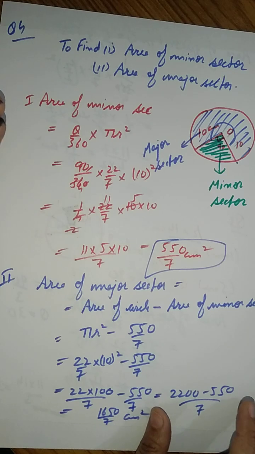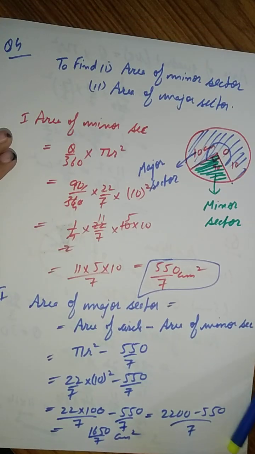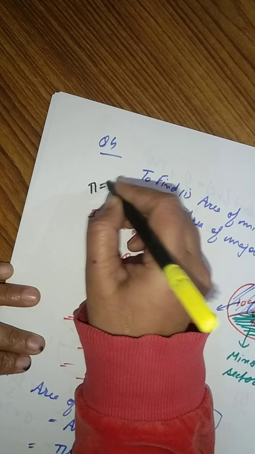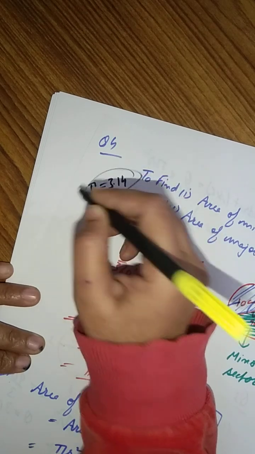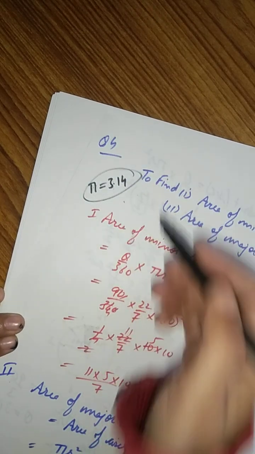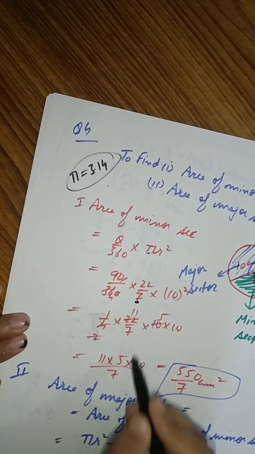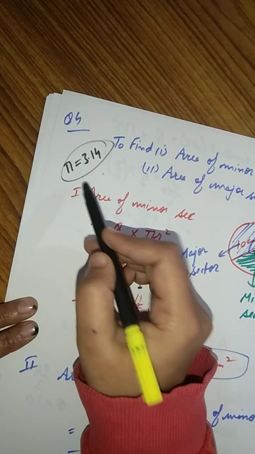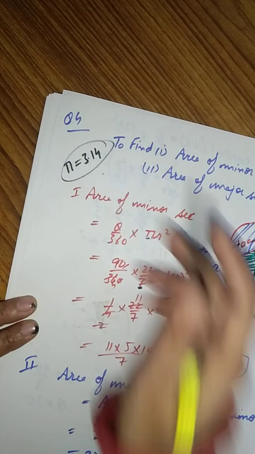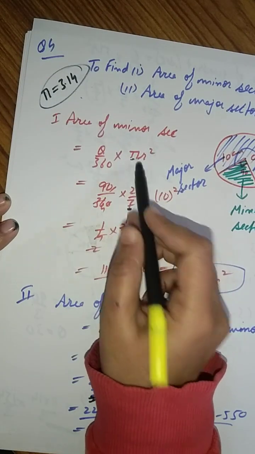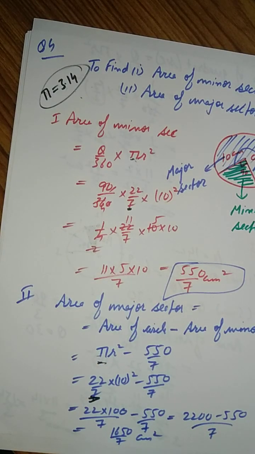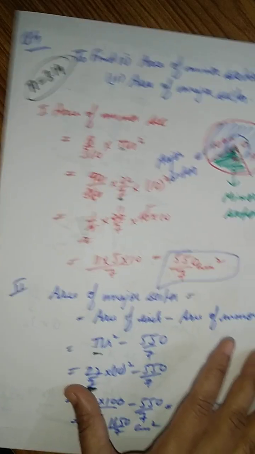But in this case, remember one thing: if the value of pi is given to you as 3.14, then you have to use it. Here I am using pi equals 22 by 7 in both the parts. But if pi is given to you as 3.14, then in place of 22 by 7, you have to use pi equals 3.14. The rest of the solution will remain the same. Okay.